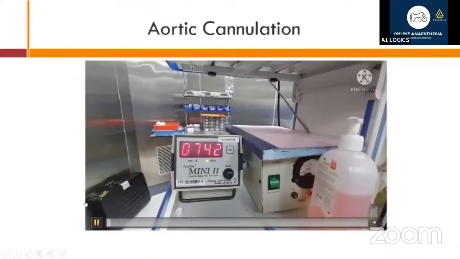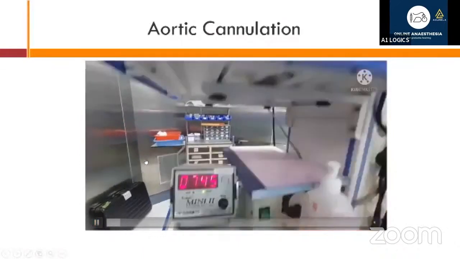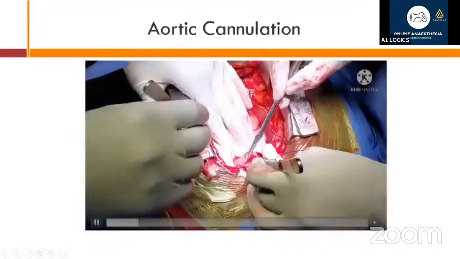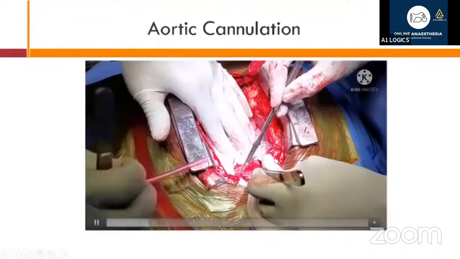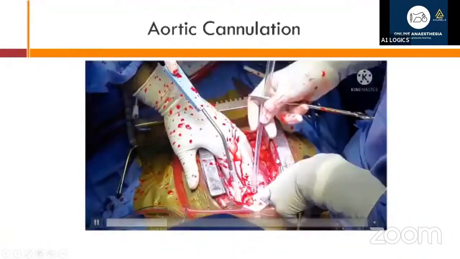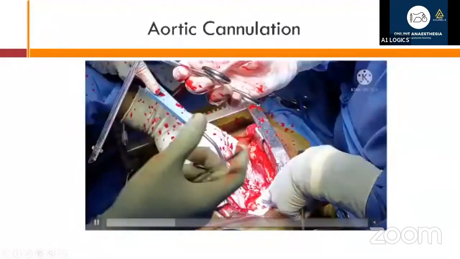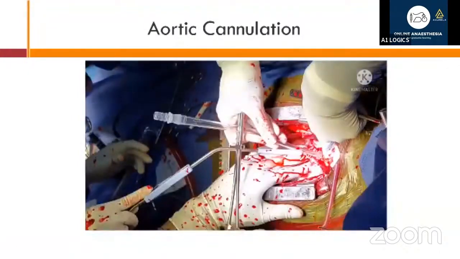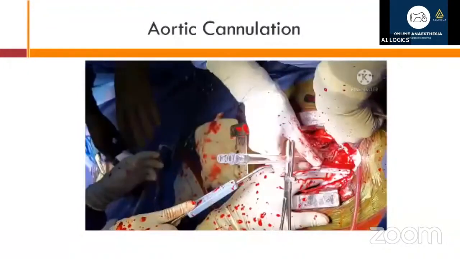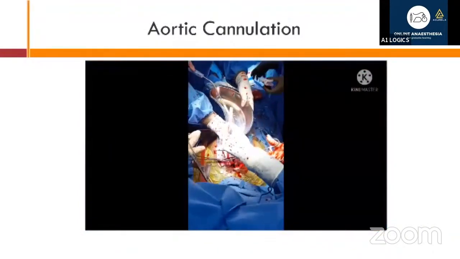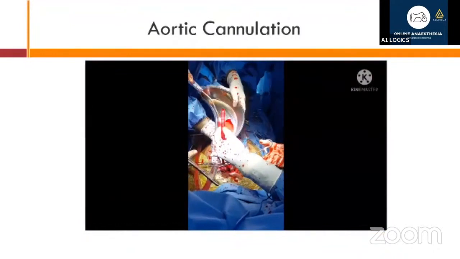Now my ACT is 750. The BP I've kept at 80 to 90, good for cannulation. The surgeon is opening up the aorta and he's going to push the cannula inside. So the aortic cannula, after full anticoagulation, is pushed inside, and blood is gushing out through the cannula. See, he is de-airing the aortic cannula.